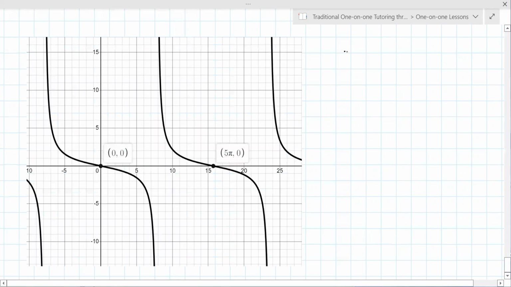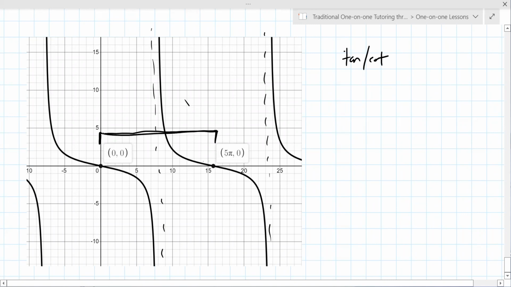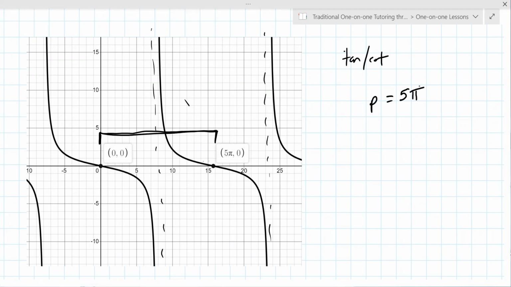Okay, so this is either a tangent or a cotangent, and we know that because of the vertical asymptotes. That's one way we know. Now I've been helpful here. I've given you these 2 points. How far apart are they? Oh, they're 5 pi. And that's your period. Yeah, that's your period. This is almost too easy because they just give it to you right there. That's why I tried doing the other ones.